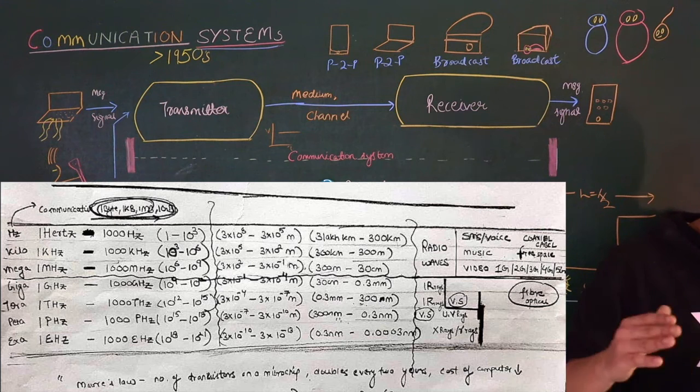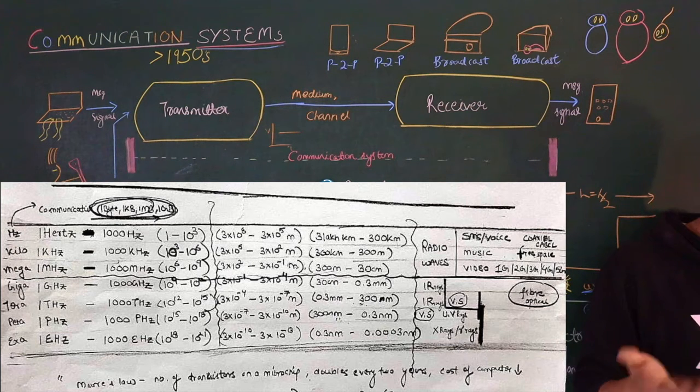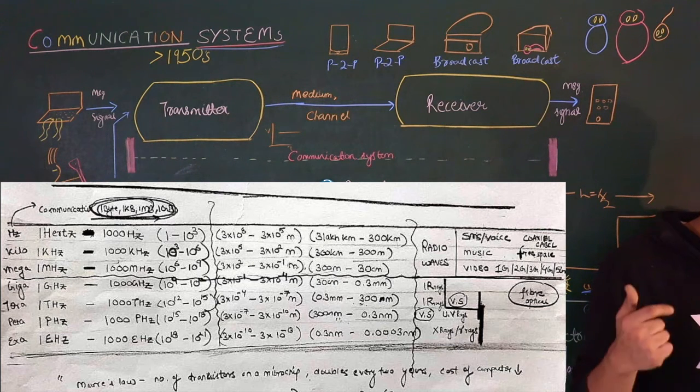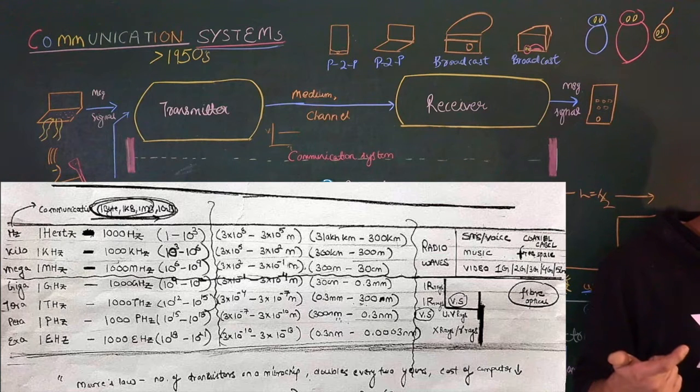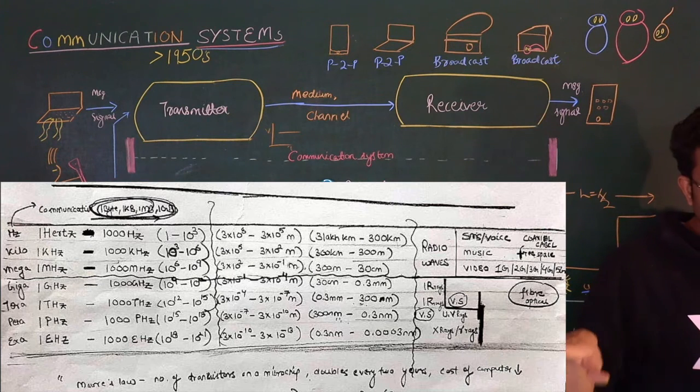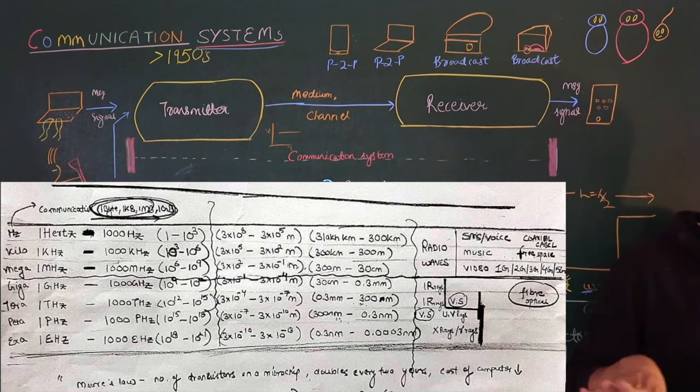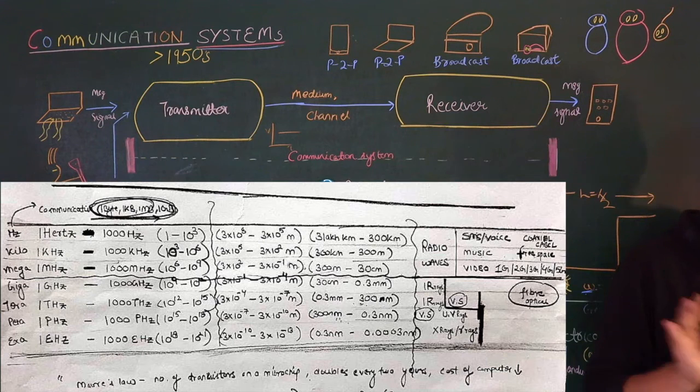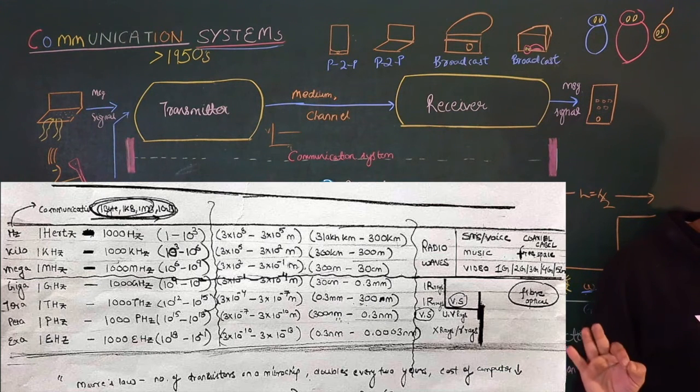Now if you go to the rightmost part of the table, you will find that I have written the medium of communication as well, through which these frequency waves can be transferred. So for low frequency, coaxial cables will do. If you increase the frequency to 1 kilohertz to 1000 kilohertz, free space is what we are looking at, where we will transfer the signals.